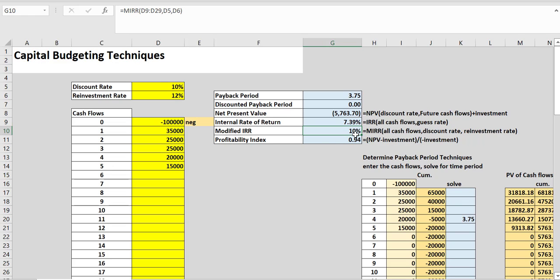Modified internal return is 10%. That's less than the reinvestment rate. Again, in general, this project is a bad project. Profitability index is less than 1, right? It has to be greater than 1 for it to be an acceptable project. So again, understanding the techniques, the calculation is easy. It's the understanding of what the techniques tell us and how we can use that information that's the most important.